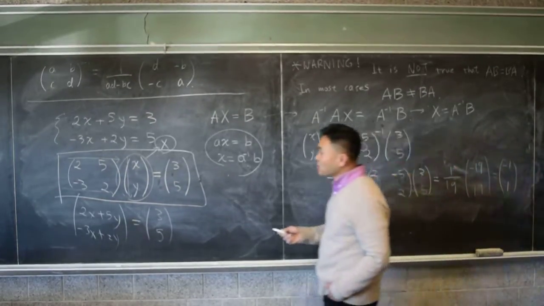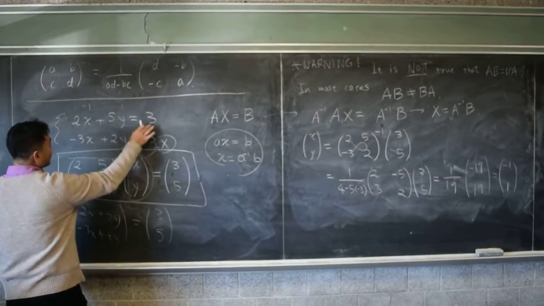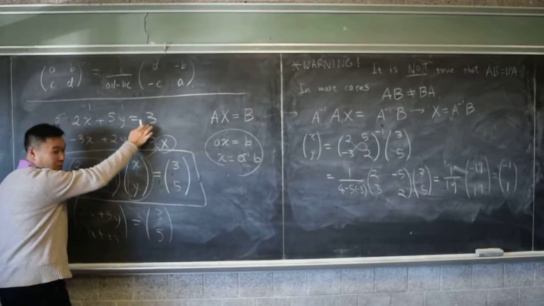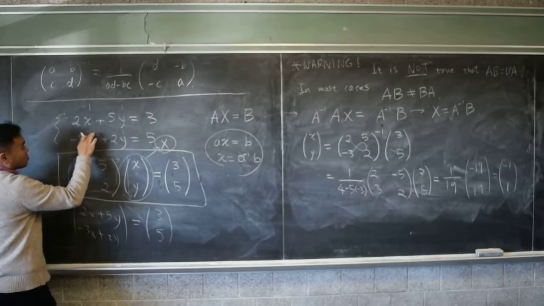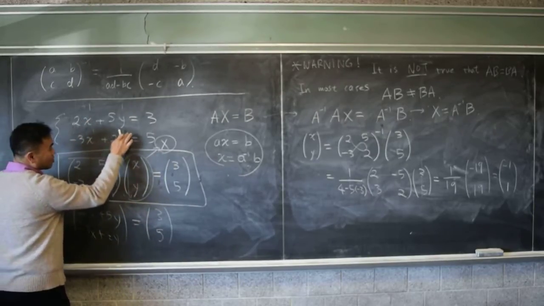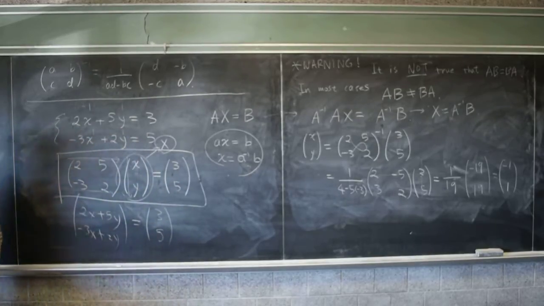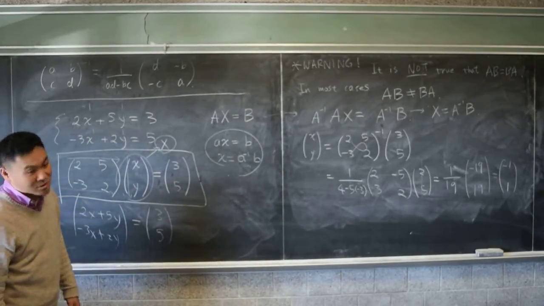Let's see if it's true. If x is negative 1 and y is 1, is it true that you get 3? 2 times negative 1 plus 5 times 1 is 3. And for the second equation, negative 3 times negative 1 is positive 3. 2 times 1 is 2. And it does add up to 5. So you do see that the answer comes out to be negative 1, 1.